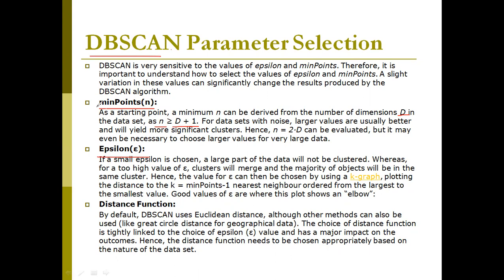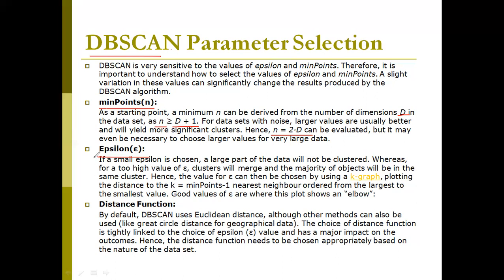That is for a small data set, but if it is a large data set, you may take n equal to 2 into d, 2d. If it is a large data set and the number of dimensions in your data set is more, then you should take the n value like this. Suppose d is 2, then 2 into 2 is 4, so the n value is 4. If dimensions are 3, then 2 into 3 is 6. Like that, you should assign the value for n.